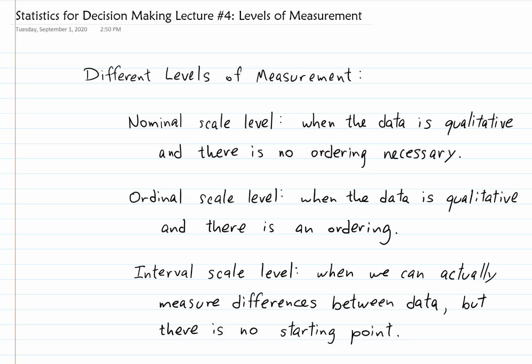A perfect example of interval scale would be temperatures. Okay? But now let's deal with the second part. Oh, by the way, why are temperatures good? Because you can measure the difference between them, right? The difference between 80 degrees and 20 degrees is 60 degrees. You see what I'm saying? Okay, but there's no starting point. What does that mean?